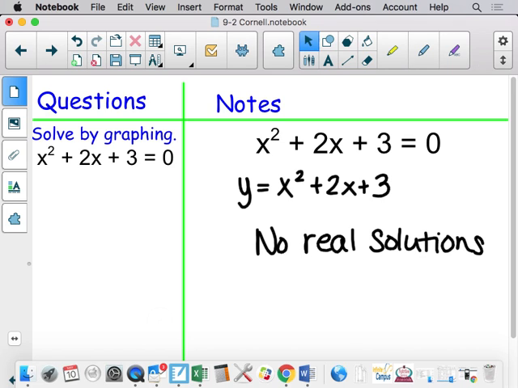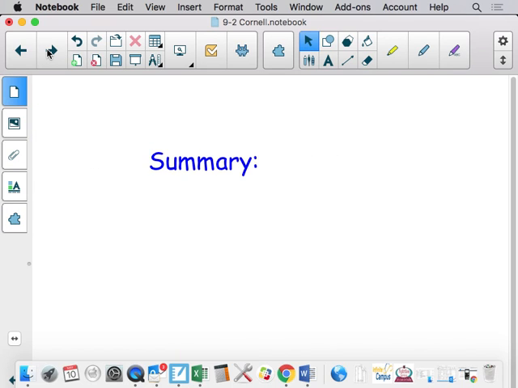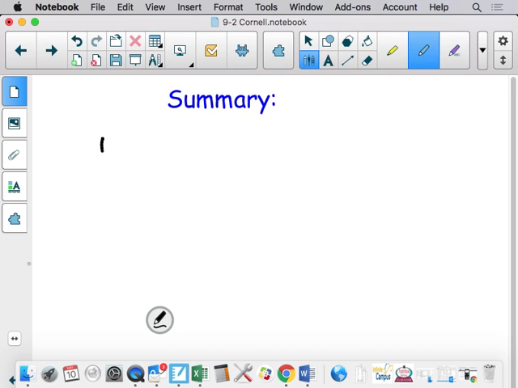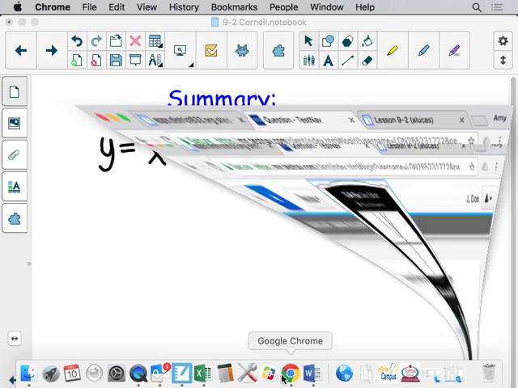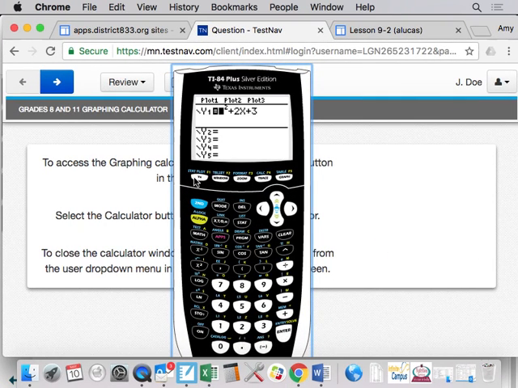Okay, because if the graph is completely above the x-axis or completely below, there are no real solutions. Now what we didn't see was one that had one solution, so I'm going to make sure that I show you one that would have one solution. I think that this one, x squared plus 6x plus 9, is going to have one solution. So x squared plus 6x plus 9. Yeah, this one has one solution.